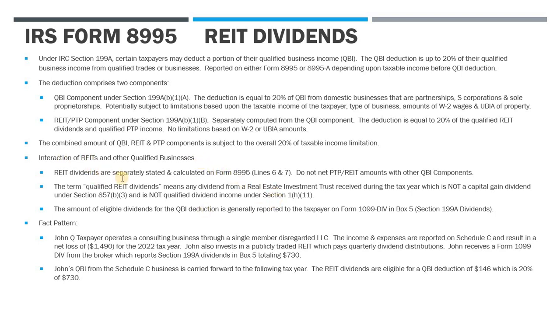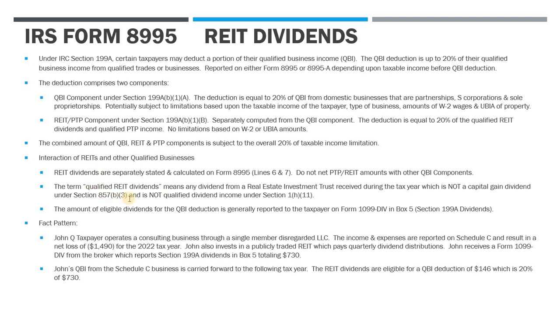Now, what about the interaction between all of this? Well, again, the REIT dividends have to be separately stated, right, as we saw in the 8995, and we're not able to net these amounts together, right? So we can combine PTP and REIT amounts, that's okay, but we can't net them against other income or loss that we would otherwise have from our other qualified businesses.